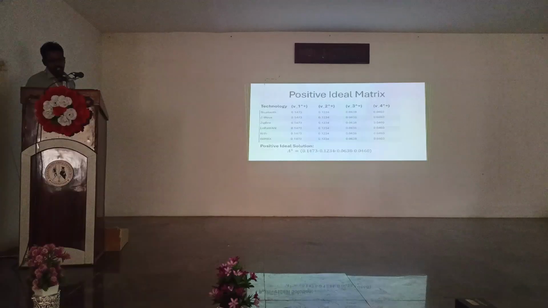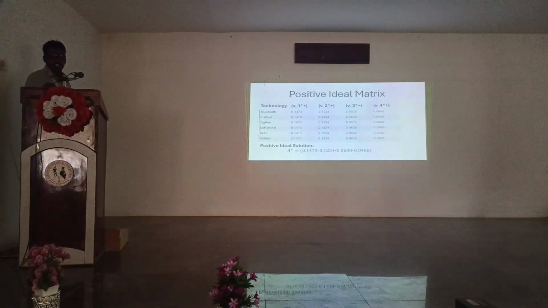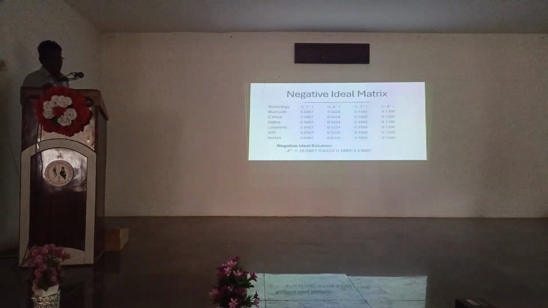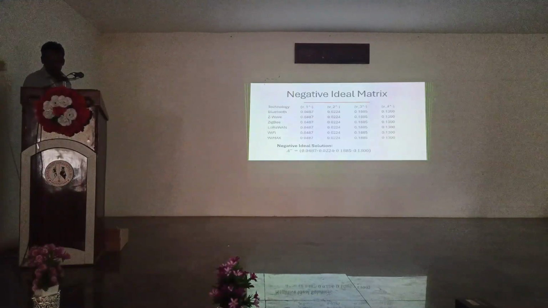This is the positive ideal matrix. This slide presents the positive ideal solution matrix. It contains the best values obtained from the weighted matrix for each criterion. These values represent the ideal performance scenario for communication technology. Next, this is the negative ideal matrix. Similarly, this slide shows the negative ideal solution matrix. It contains the worst values for each criterion. The purpose of identifying these values is to measure how far each alternative is from the worst possible scenario.